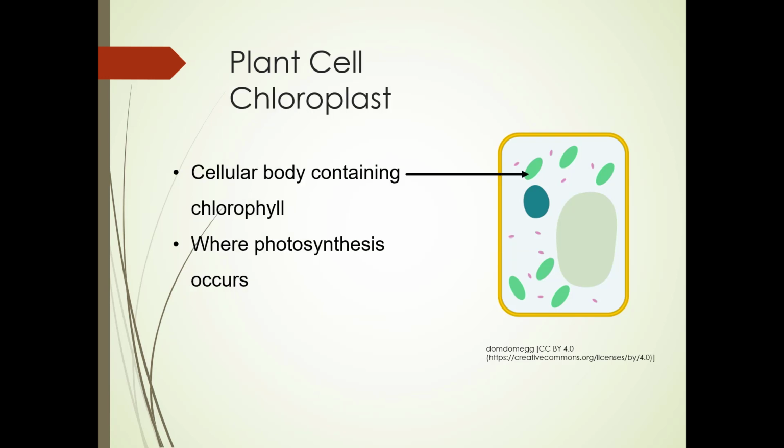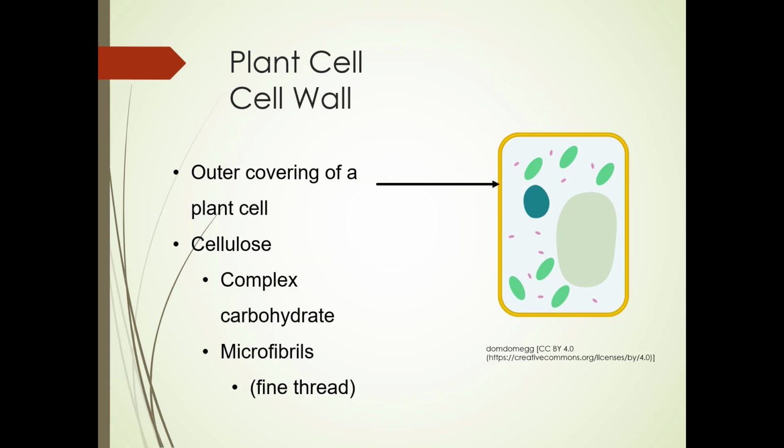The chloroplast is a body containing chlorophyll, and that's where photosynthesis occurs. And the cell wall, as I said, is only in plants, and it is made of cellulose, which is a complex carbohydrate, and it's found in these fine threads called microfibrils.